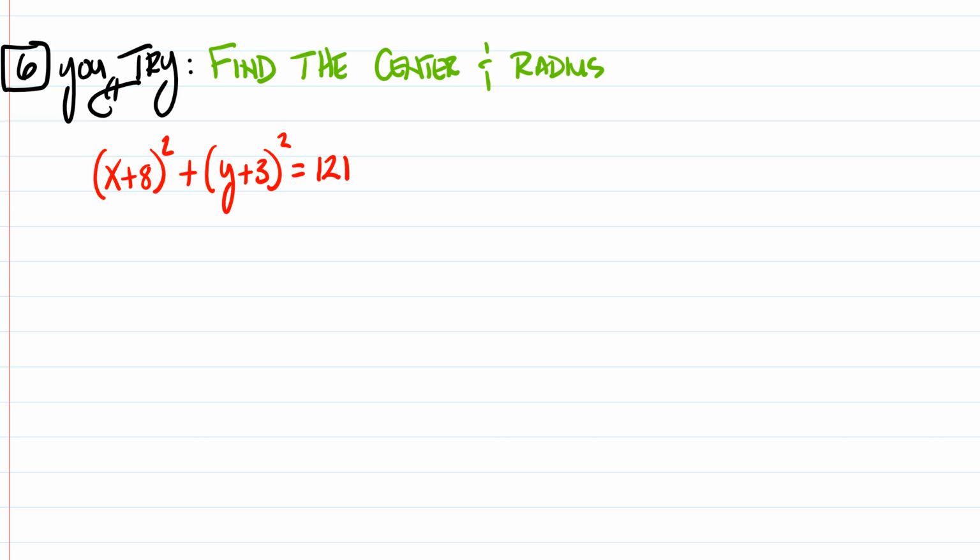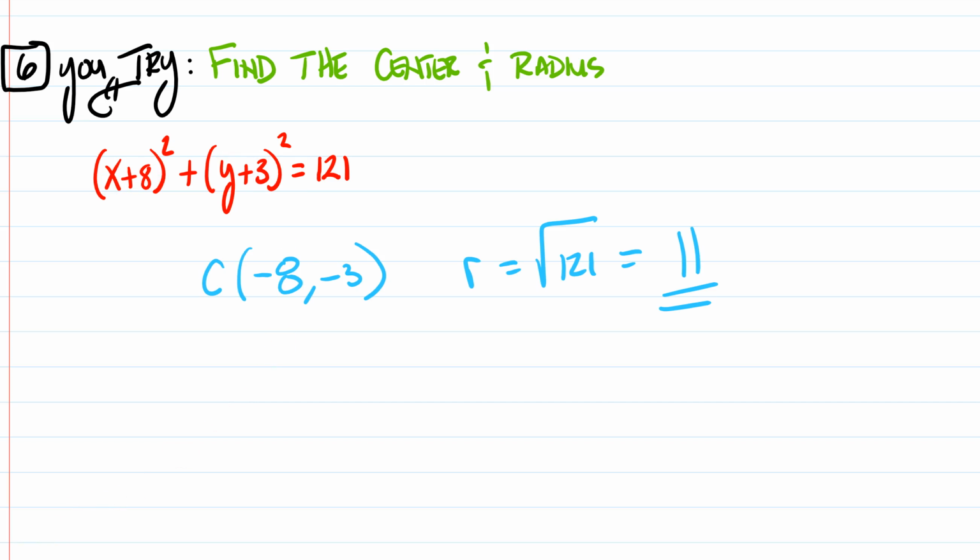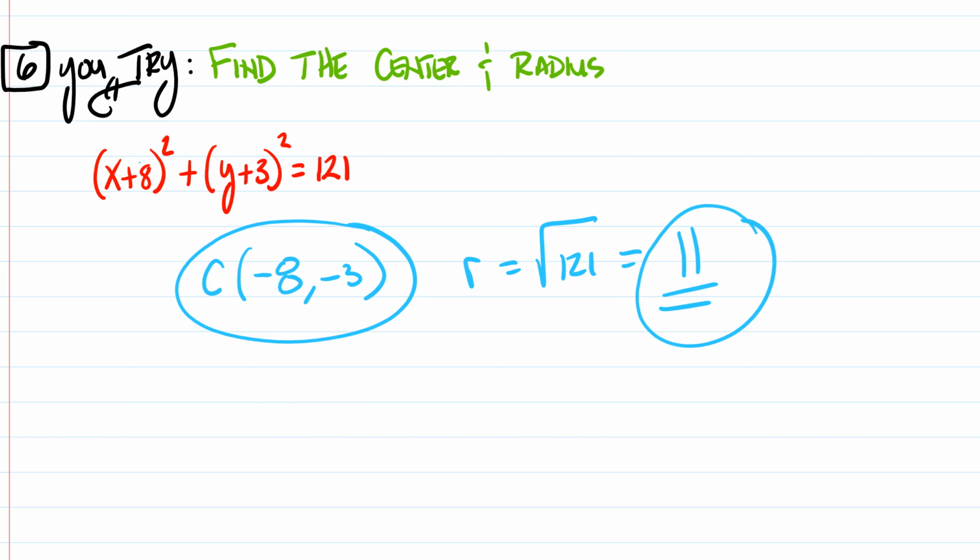Okay, last and final box, number 6, it's a you try. Tell me the center and the radius of the given equation right here. Okay, hopefully you got the right answer. The center is located at -8, -3, and the radius is at 11. So it's -8 because we take the opposite sign inside our equation, which is already set up as the standard form for a circle with a radius of 11. Okay, there you go.